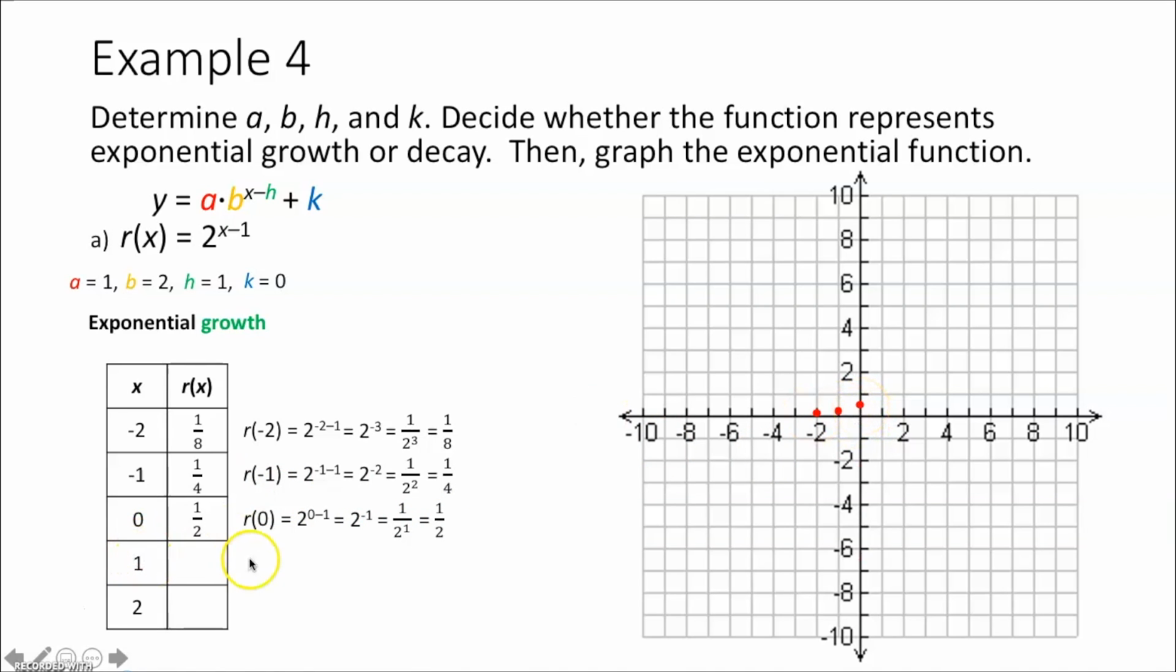And then after that, we plug in 1 for x in our function. So what's 1 minus 1? Well, that becomes 0, right? So we get 2 to the 0 power. And what's 2 to the 0 power? That is 1. So we plot the point 1 comma 1.